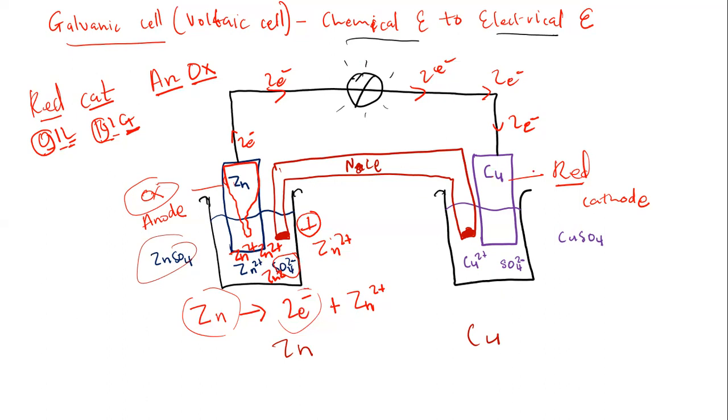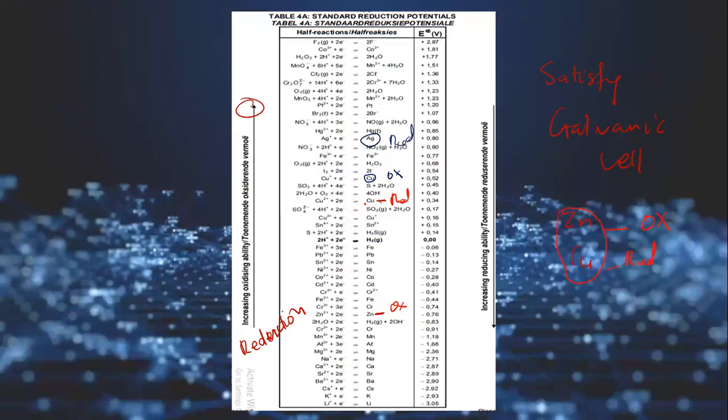And therefore we go to copper. Copper, remember, is undergoing reduction, meaning it is gaining the electrons. Let's go to our table once more. Now let's go back to our table again, to copper. Now this is our copper.